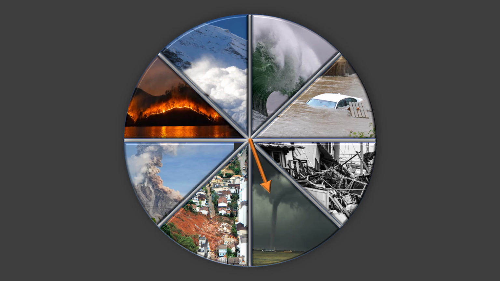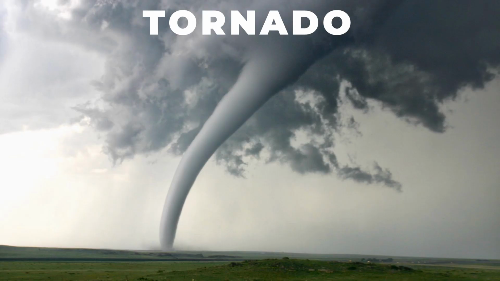Next, I will discuss tornado. A tornado is a narrow, violently rotating column of air that extends from a thunderstorm to the ground. Because wind is invisible, it is hard to see a tornado unless it forms a condensation funnel made up of water droplets, dust, and debris.